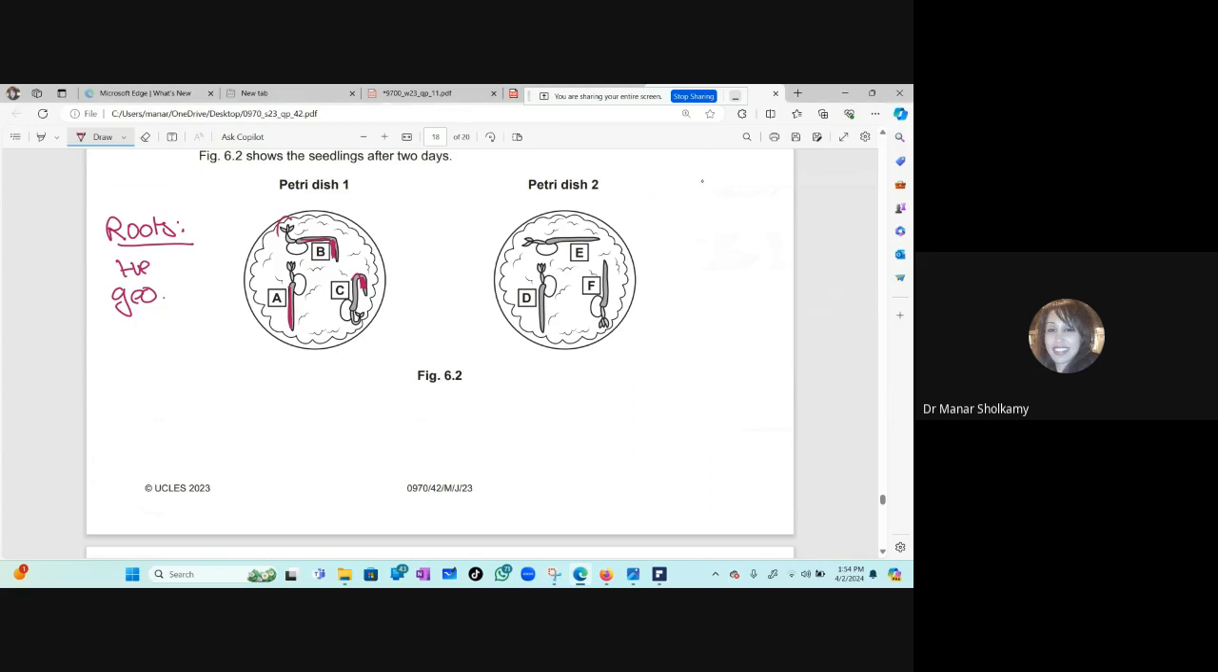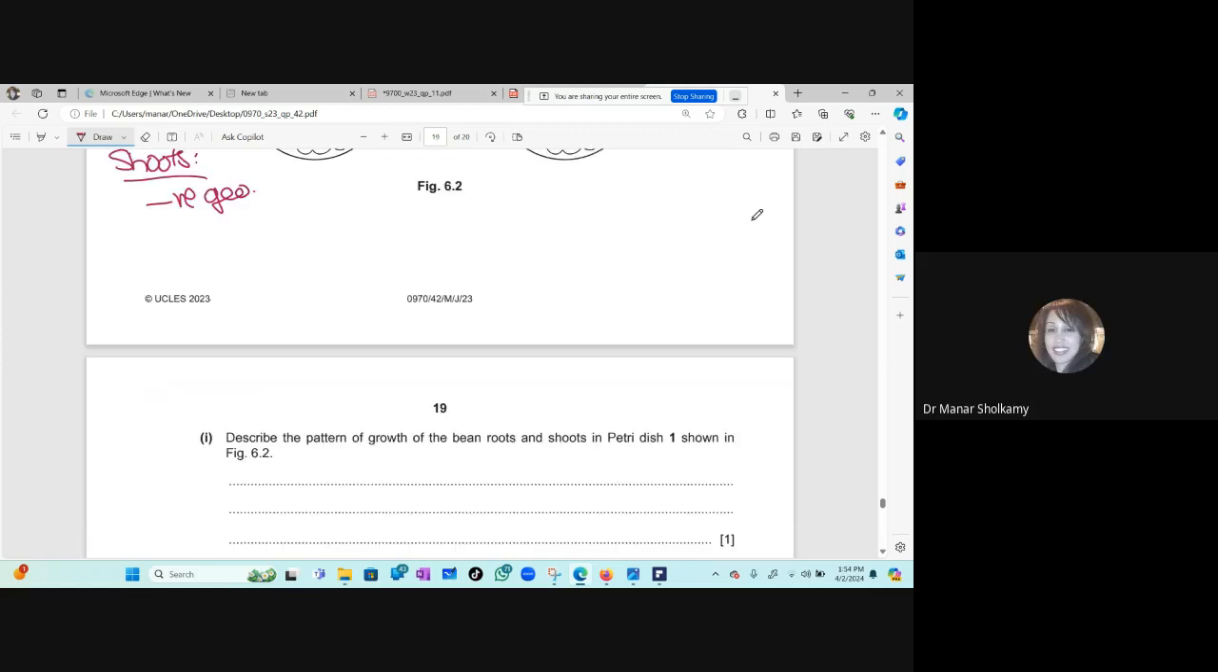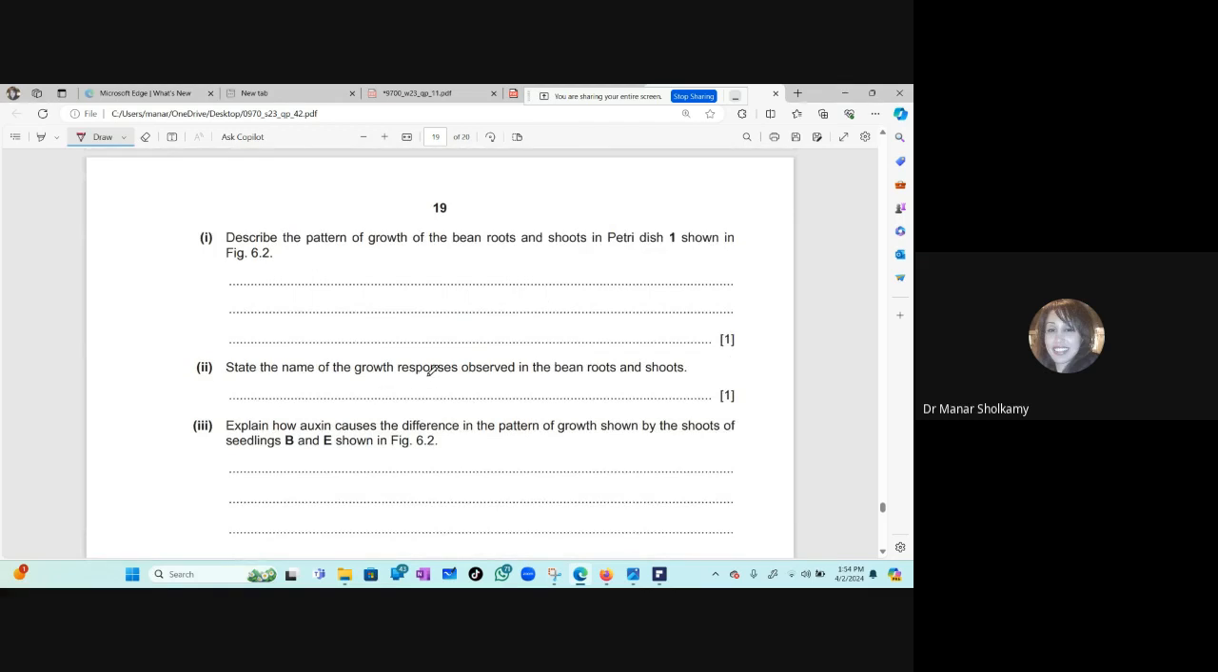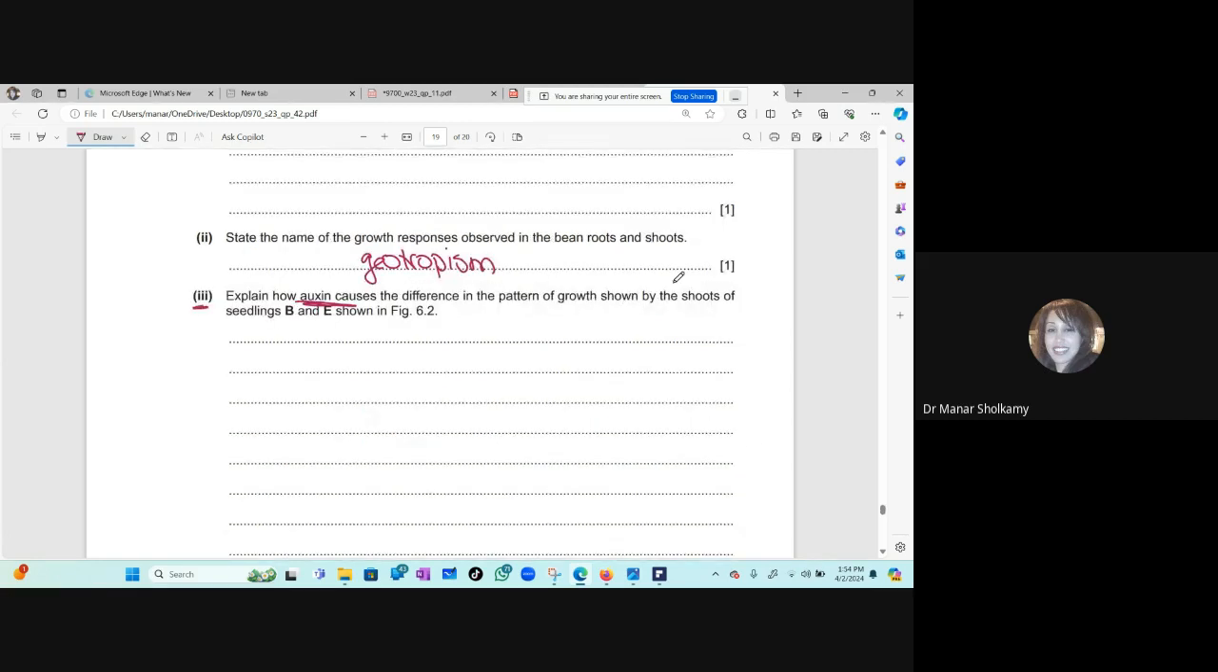Now, what about the shoots? They grow upwards, and this is negative geotropism. Correct. Perfect. Easy. State the name of the growth responses observed in the bean roots and shoots. We just said it. This is geotropism. Correct.